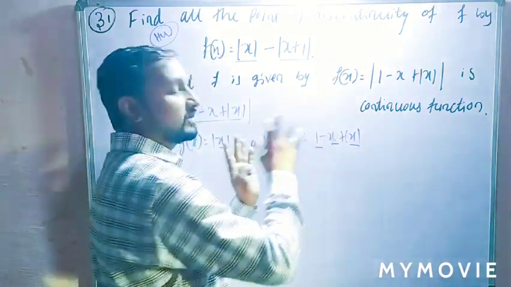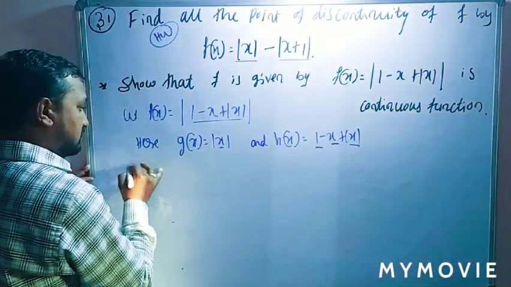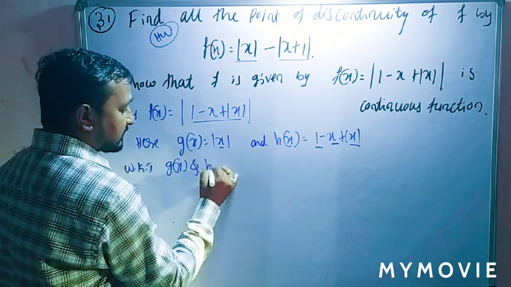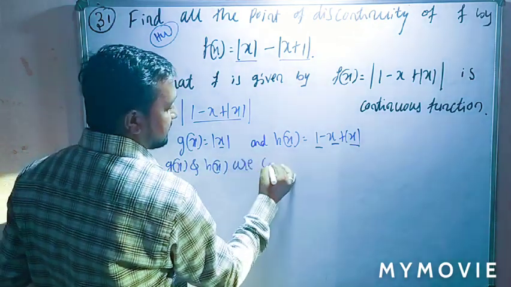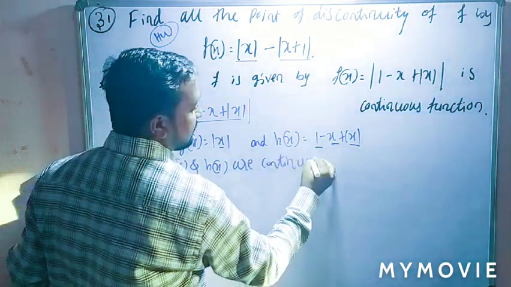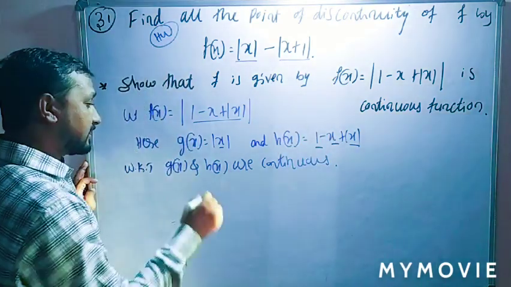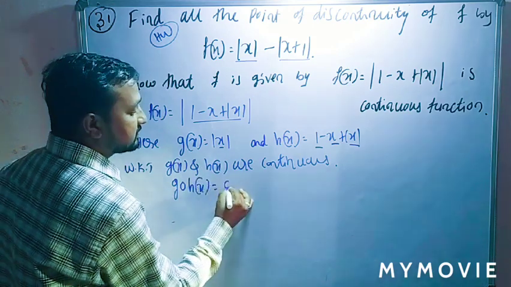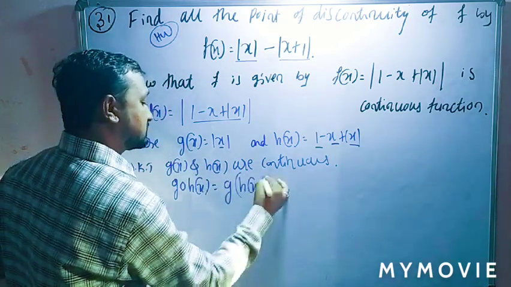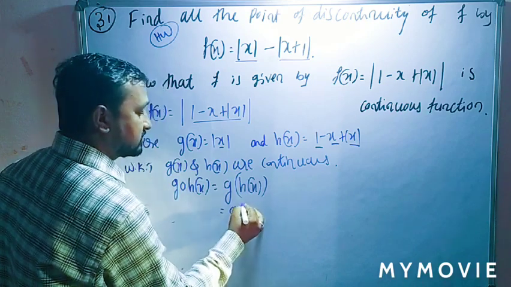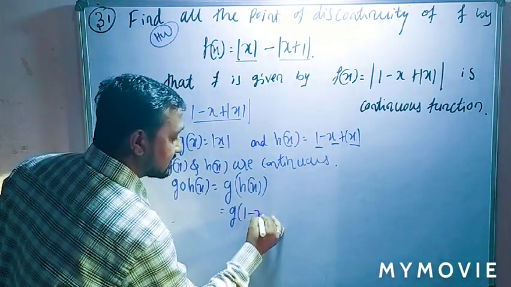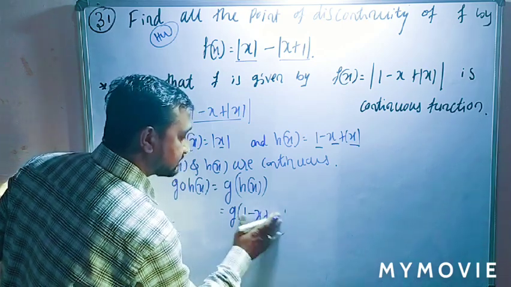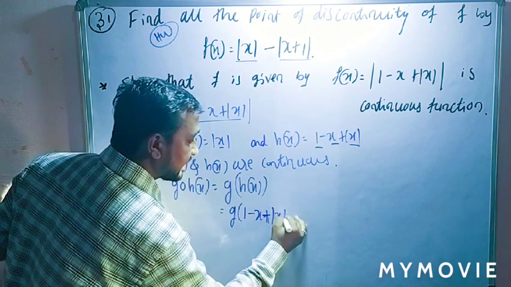The combination of these functions should be continuous. It's clear that g of x and h of x are continuous. Then the composition g of h of x is equal to g of h of x. What is your h of x? H of x should be 1 minus x plus mod x.